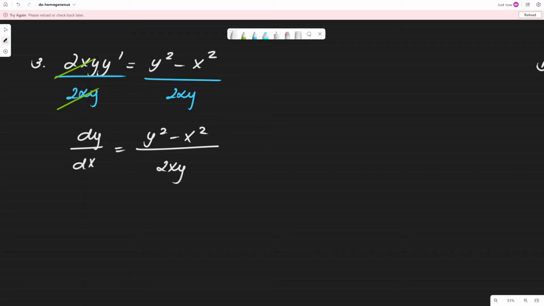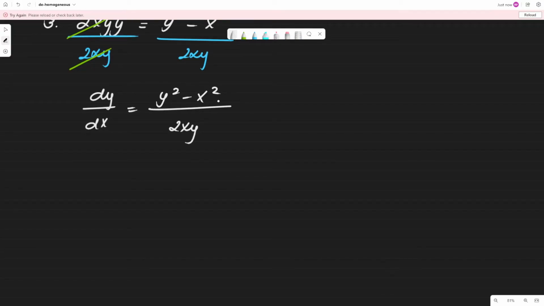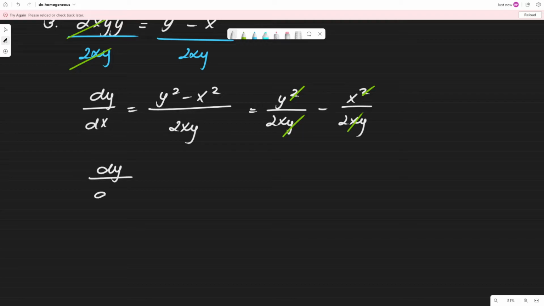Okay, then, anong gagawin natin? So, let's break this down. So, we have y squared over 2xy minus x squared over 2xy. Tapos, of course, may makakancel dito. Dito, tanggal yung isang y. Dito naman tanggal yung isang x. Okay, so we will have dy over dx is equal to 1/2 multiplied to y over x minus 1/2 multiplied to x over y.